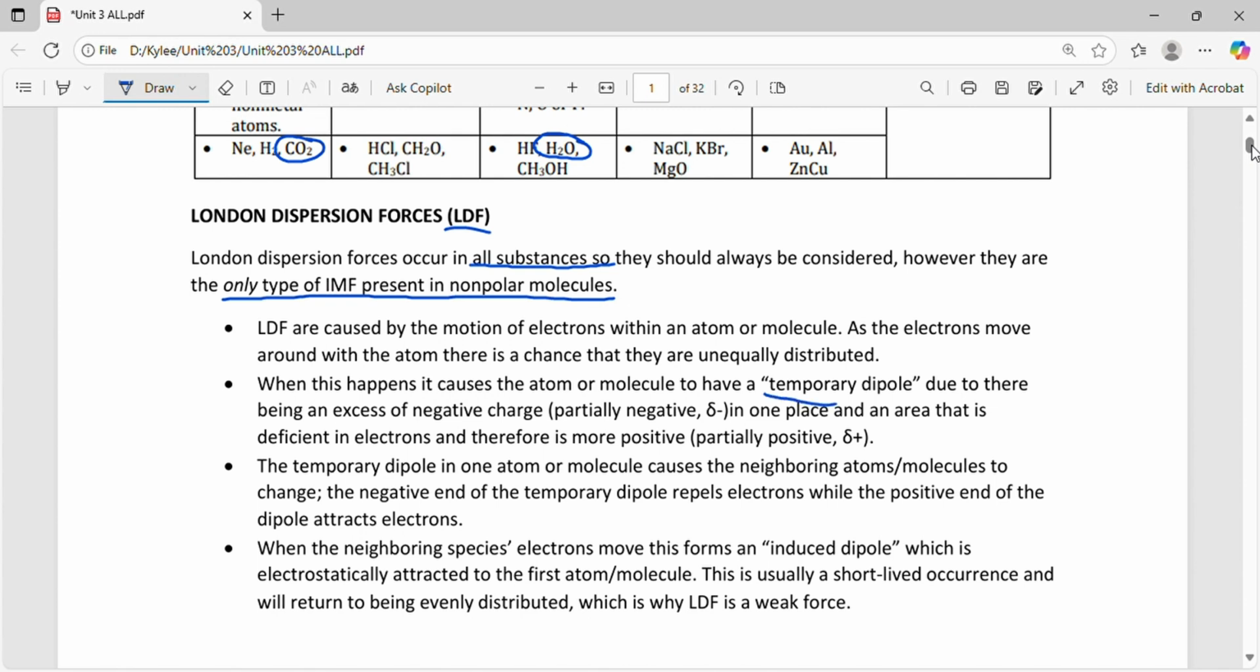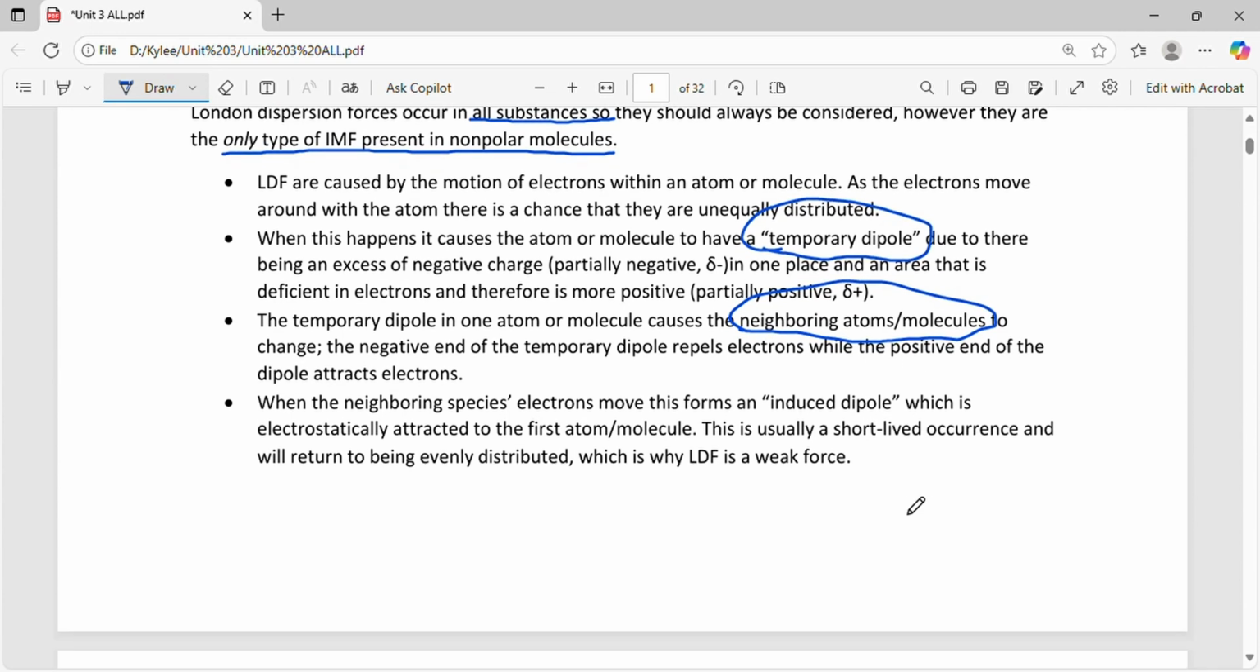That's what makes this a weak force, because this is a temporary dipole. The negative charge that builds up on one side will ebb and flow as the electrons continue to move around. That's what makes it temporary, the fact that it can come and go. However, when the dipole does appear, it's going to cause attraction to neighboring atoms or molecules. We're going to look at a picture of what this actually looks like on our next page.